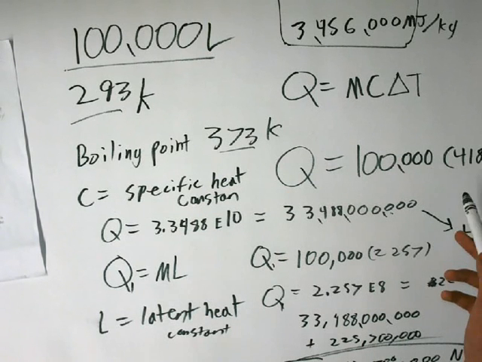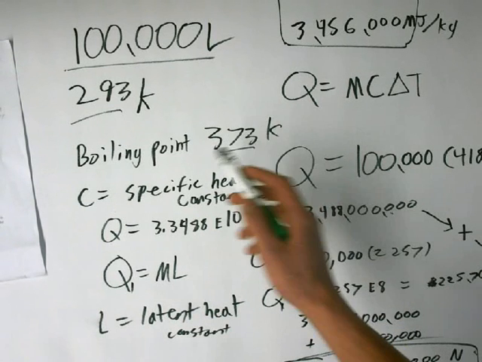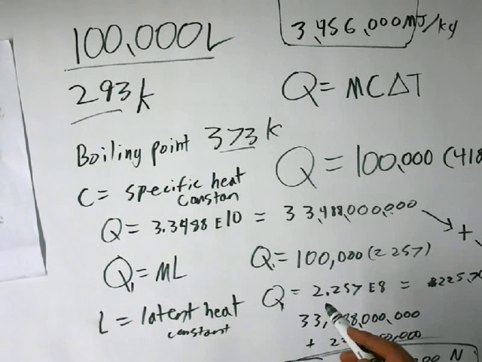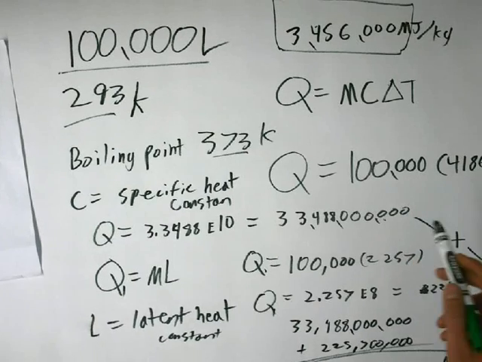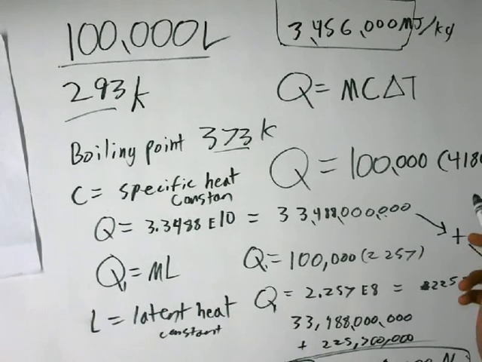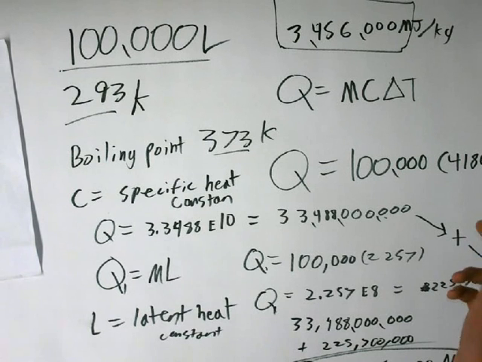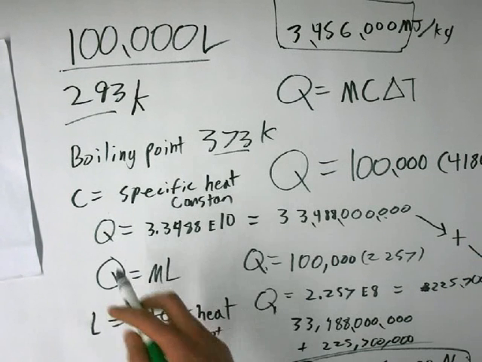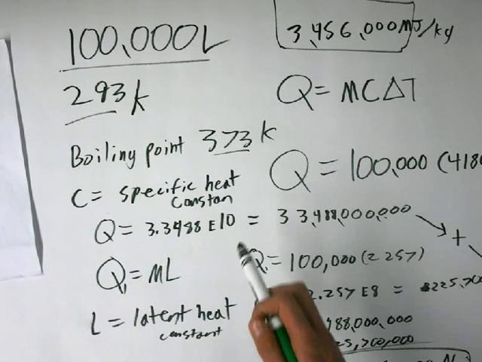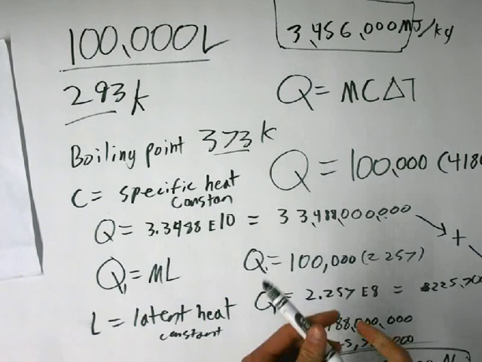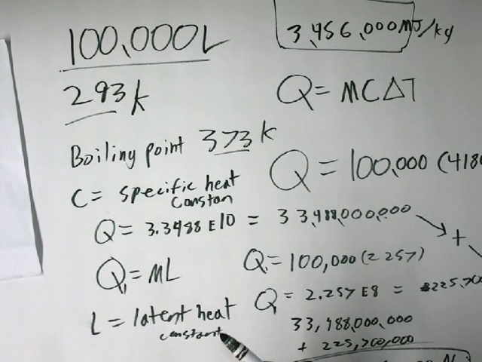Now when we plug that into the calculator, you get a really big number. In fact, the calculator doesn't even bother giving you all of the numbers. It says 3.3488 e to the 10th power. I converted that out into nice long numbers just so you realize how huge it is: 33,488,000,000 newtons required to heat this big old tank of water from 293 to 373.